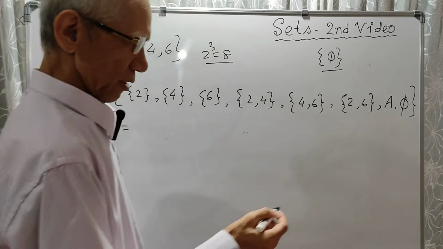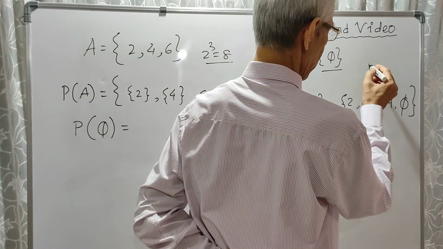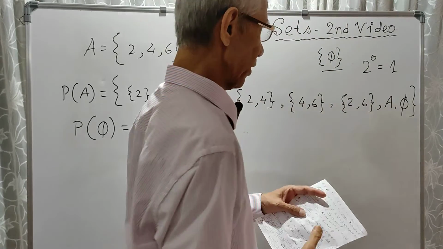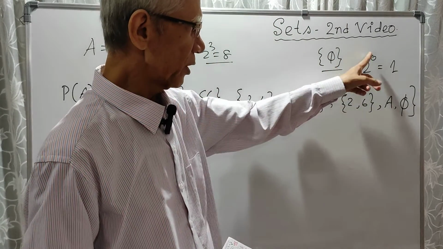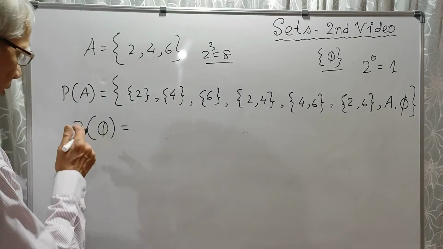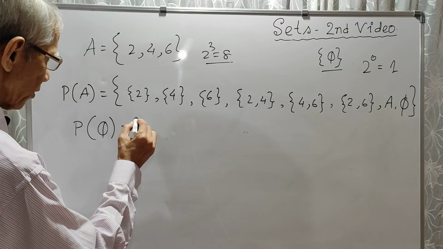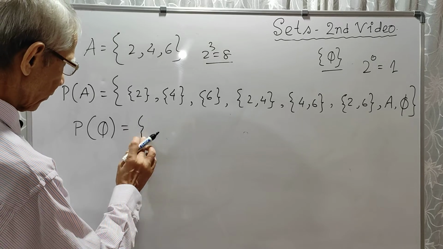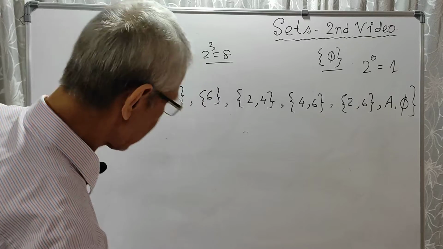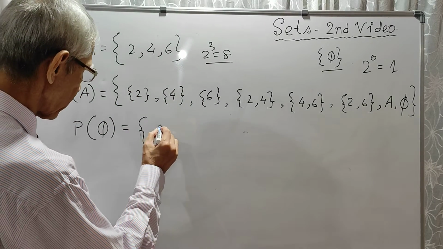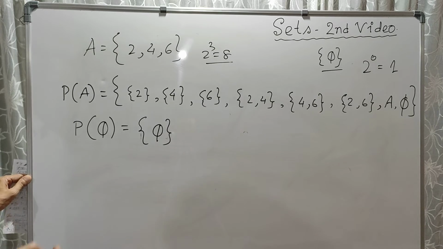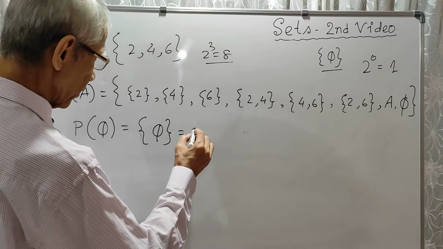Because null set has how many elements? 0 elements. So 2 to the power 0 is 1. So null set has how many subsets? 2 to the power 0, that means 1. So it has only one subset, this subset. Therefore, the power set of null set will be what? This one. All right, this one.